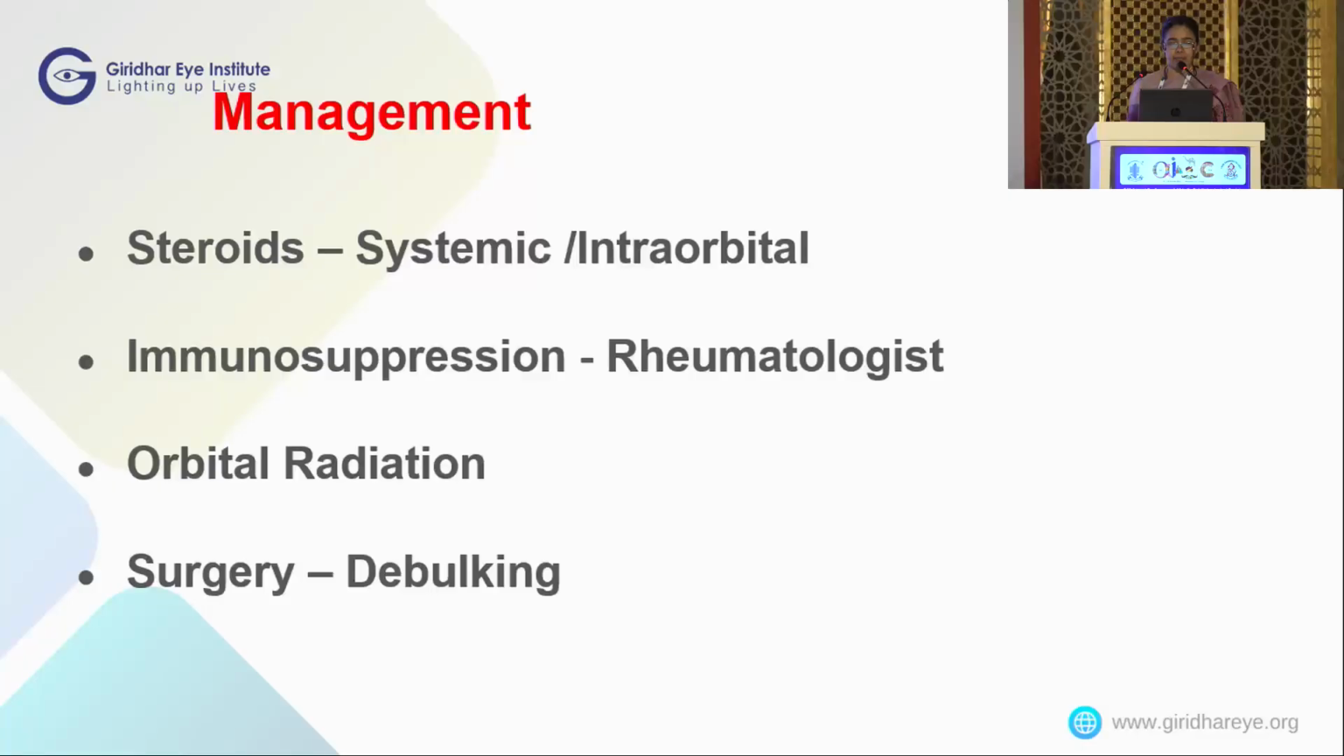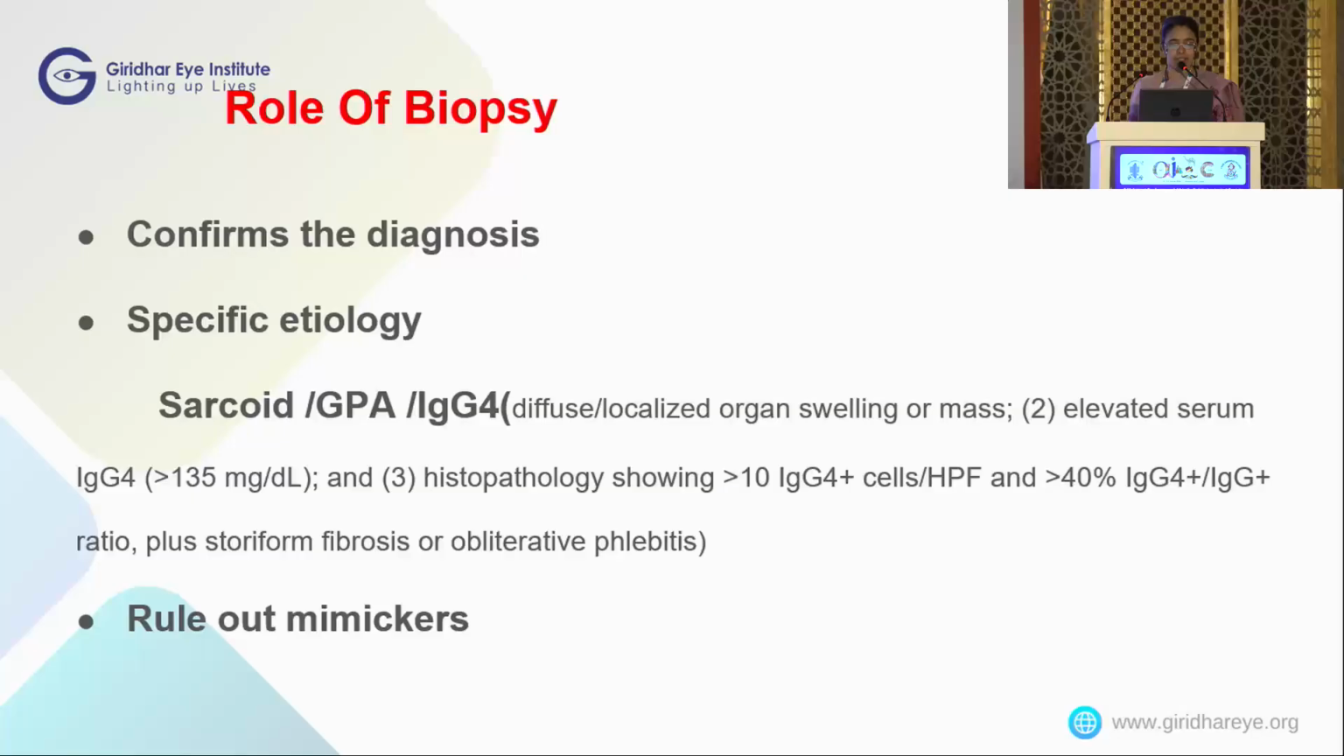Coming to the management, steroids form the first line of treatment. Systemic steroids are the mainstay of treatment. We can give intraorbital steroids after ruling out steroid response. Then comes immunosuppression. We always prefer to do immunosuppression with the help of a rheumatologist, because for each disease the immunosuppression depends on multiple factors: the disease, comorbidities, and the age of the patient. Then comes orbital radiation, especially in sclerosing orbital inflammations. Then comes the role of surgery. We'll see them one by one.